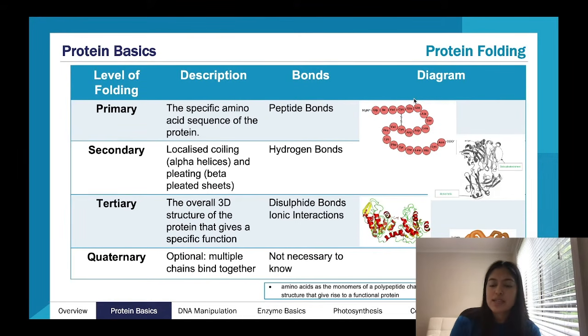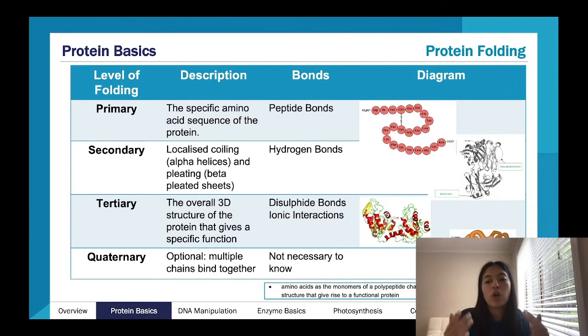Again, hopefully this is making sense. So we've got our little string of amino acids. You can think of a little beaded necklace. Then we've got our initial folding where some of these beads on the necklace like other beads, so they want to come closer to them. So we've got a bit of initial folding, and this is forming our alpha helix and our beta-pleated sheet.